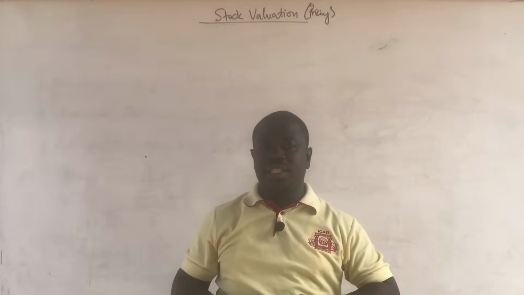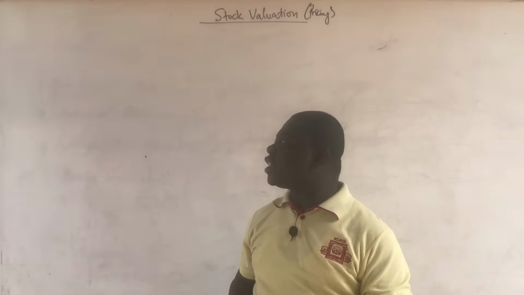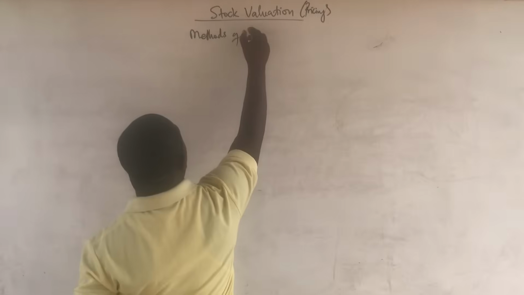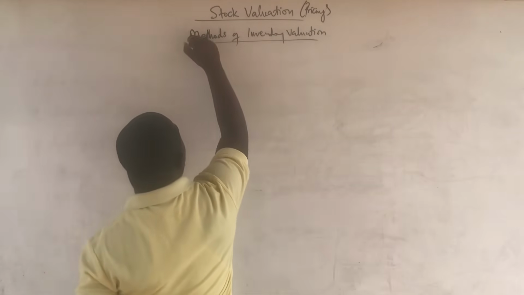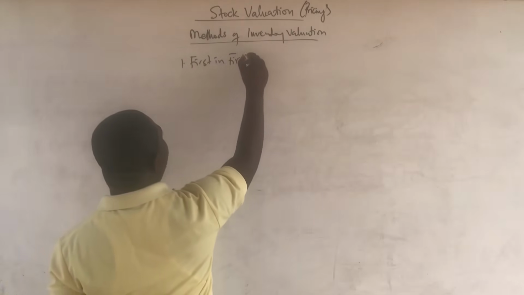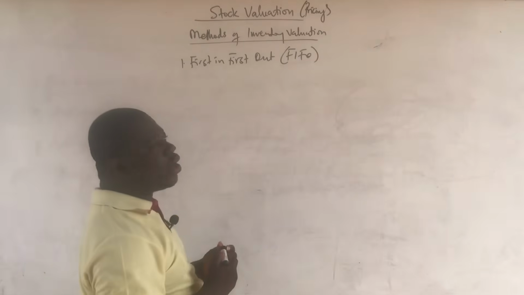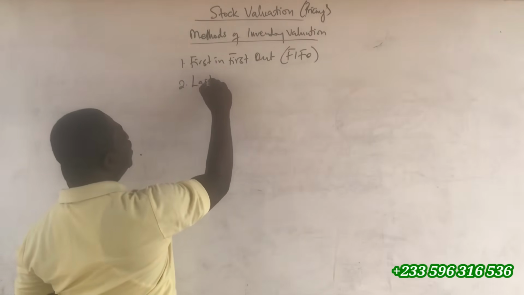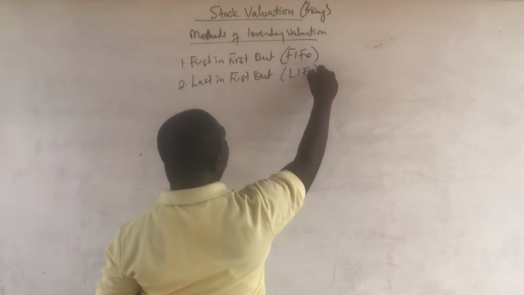And we have so many methods that can be used to do this inventory valuation. The methods of stock valuation, that's what I'm talking about now. As far as the stock's ledger preparation is concerned, we have the first in, first out method, which we call FIFO. FIFO is an acronym for first in, first out. And then we have LIFO, which is last in, first out. I'm going to explain them and then tell you which ones will be applicable.